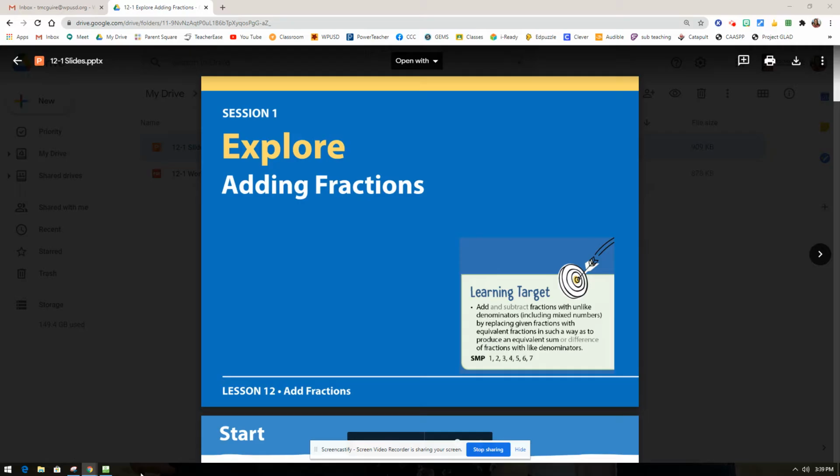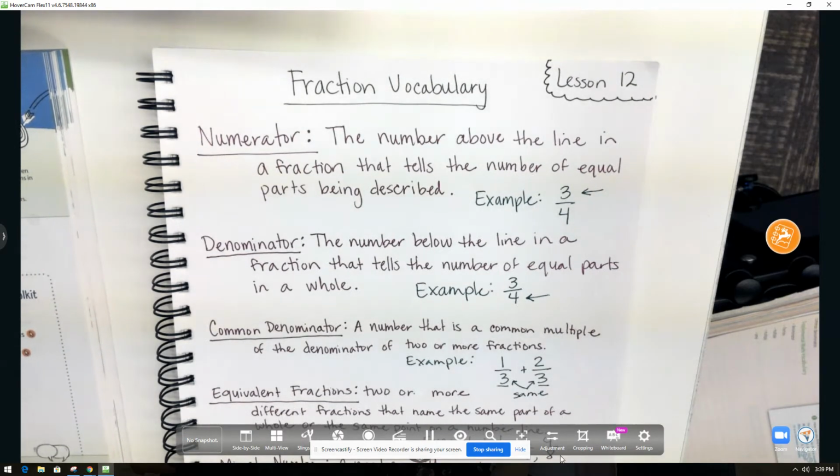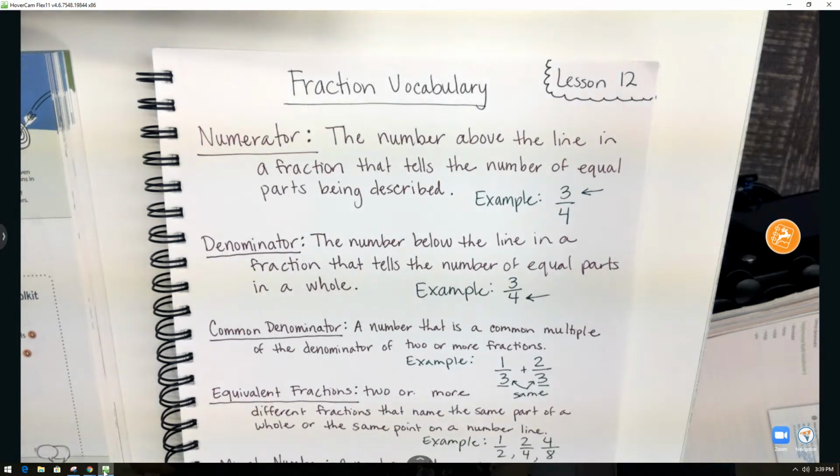Before we get started, we're going to be working in our Ready Classroom Math Workbook on pages 227 through 230. So if you'd like, you can go ahead and take out your Ready Classroom Math Workbook and turn to page 227. Before we begin, though, I'm going to review some of our math vocabulary that we will definitely use as we're going throughout the next few lessons.